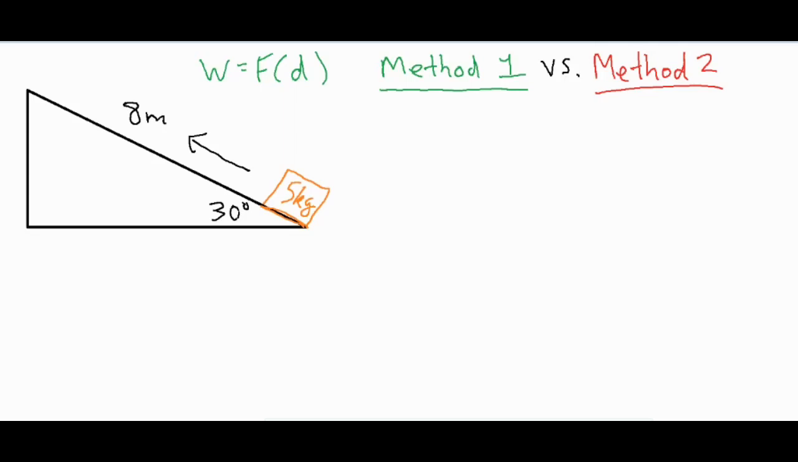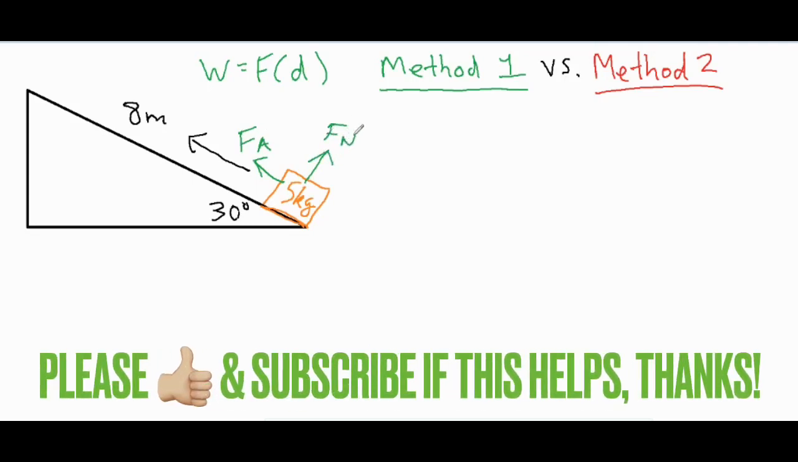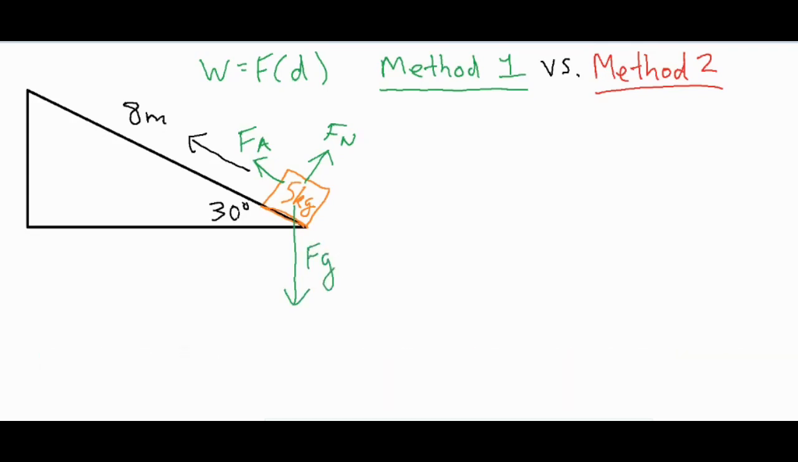Now, if we were taking a look at the forces acting on it, something is pulling it up here, so we'll just call that maybe an FA, an applied force. We have the normal force perpendicular to the surface, and then we also have the force of gravity pulling straight down. Now, we'll just assume that the block is being pulled at a constant velocity, so the FA would equal the amount of force that needs to be counteracting this force over here, which we'll call FGX.